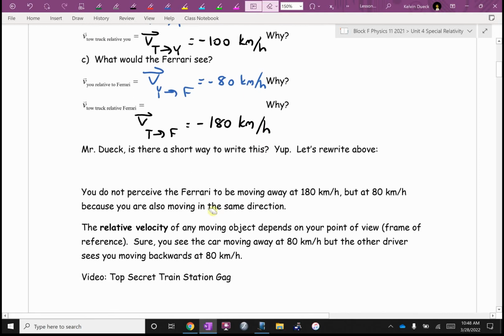So you don't perceive the Ferrari to be moving at 180 kilometers per hour. You see it moving at 80 kilometers per hour relative to you. The relative velocity of any moving object depends on your point of view, or as Einstein liked to call it, frame of reference, your reference frame. You see the car moving away at 80 kilometers per hour, but the other driver sees you moving backwards at 80 kilometers per hour. Put your pencils down, look up.